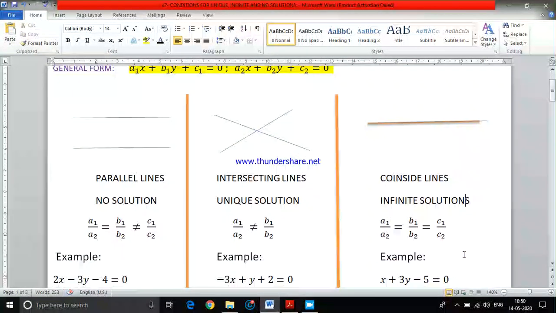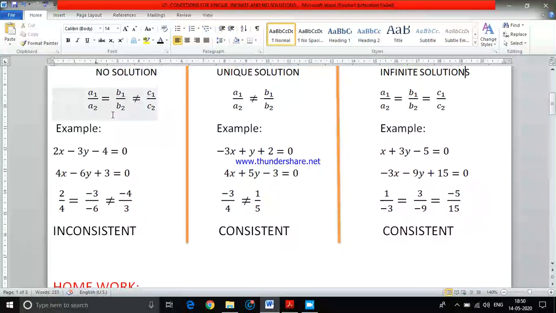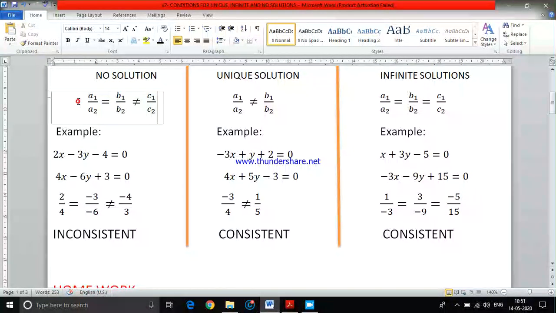And we also discussed what the conditions for no solution are. For no solution, a1 upon a2 is equal to b1 upon b2 is not equal to c1 upon c2. So no solution or parallel conditions, the condition is the same.